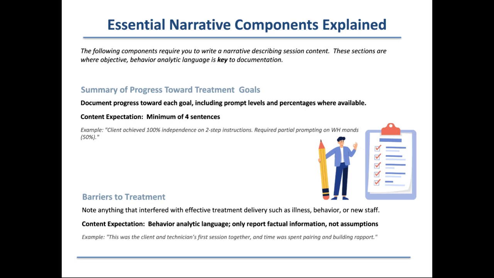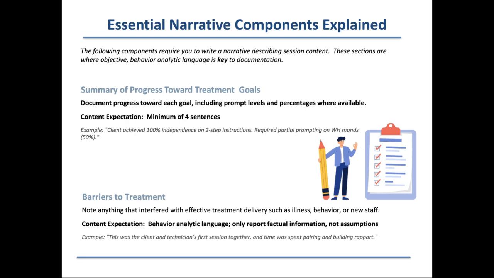The next narrative components that we're going to discuss are summary of progress toward treatment goals and barriers to treatment. The summary of progress toward treatment goals section is all about data. For each goal addressed, document the client's progress, including prompt levels and percentages where applicable. Aim for a minimum of 4 sentences. You want to clearly communicate whether the client is making progress, regressing, or maintaining. Your supervisor should be able to read this and know exactly how the client is responding to the treatment plan.